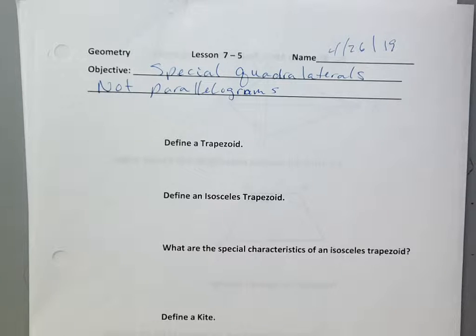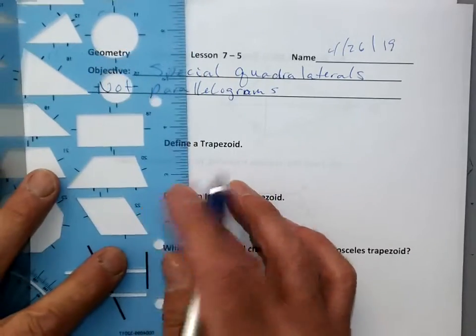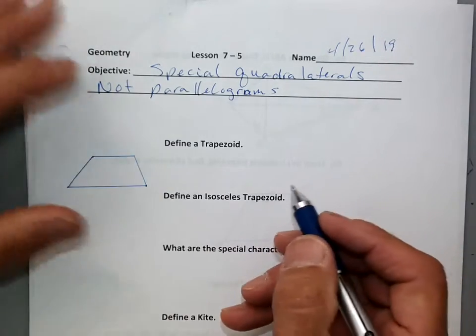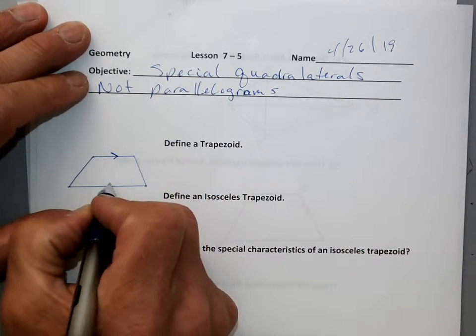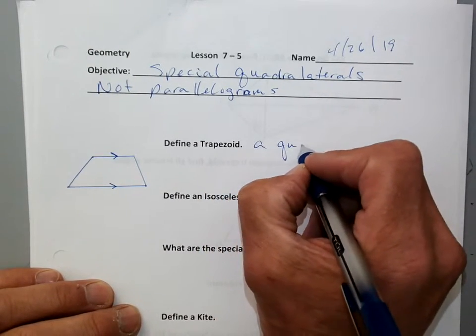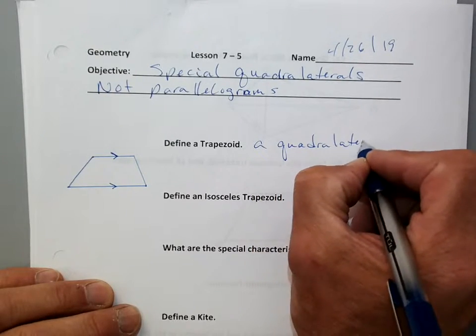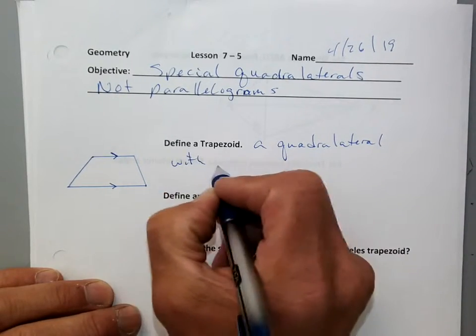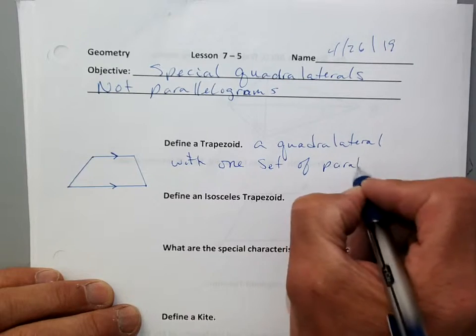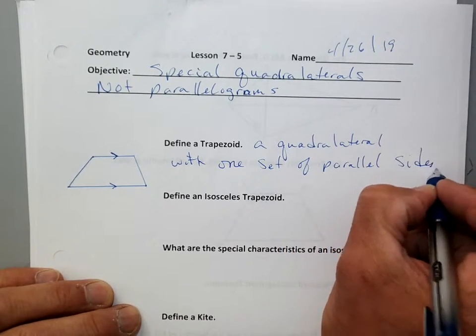Okay, so let me just draw one. Hopefully you guys saw this in your book, but I'm going to kind of paraphrase and go back over what you should have read. Okay, here we go. Here is a trapezoid. Let me draw it on the side. So what makes it so unique? Only one thing. It just has one set of parallel sides. That's it. So it is a quadrilateral with one set of parallel sides. Okay, nothing special about it at all.